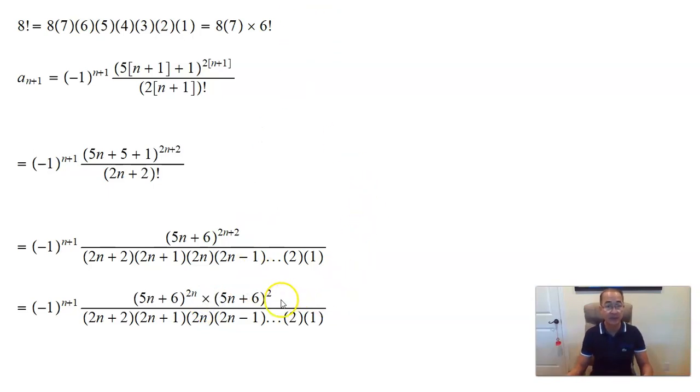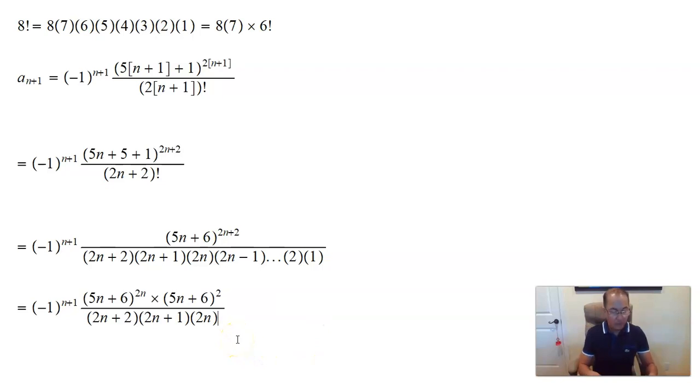Okay, let's just make sure you see that this becomes the product, 5n plus 6 to the 2n, 5n plus 6 to the 2. Okay, not 1, but 2. Be very careful with that and with this. Okay? But now, what is 2n times 2n minus 1 and so on? We saw that there's a factorial hiding in here. So this portion of our program is brought to you by 2n quantity factorial.